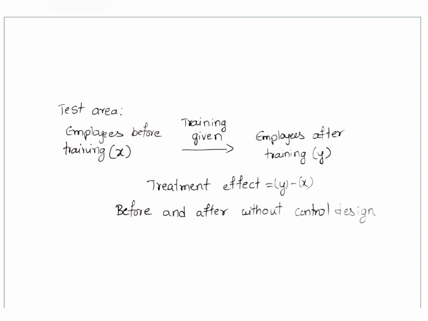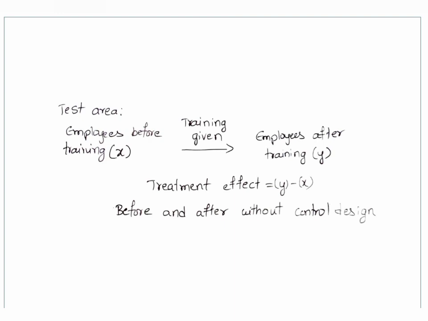For example, we want to increase the productivity of an employee. So to increase the productivity of an employee, we are going to give training for the employees. First we are going to test the employee before training, and after the training is given, employees are again tested. So employees after training, they are tested whether they could increase the productivity or not. Here we are going to subtract the employees after training minus employees before training. The treatment effect equals y minus x.